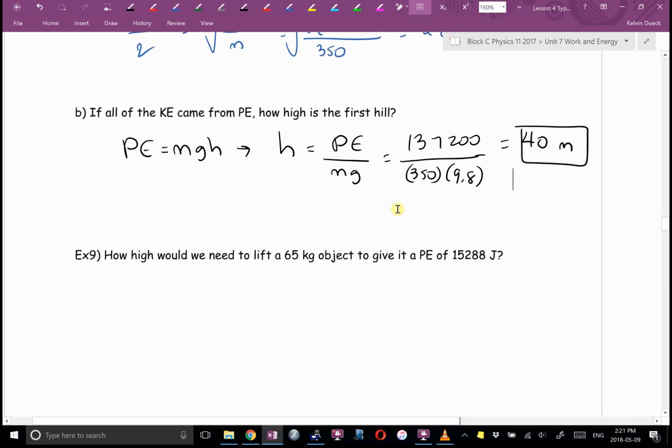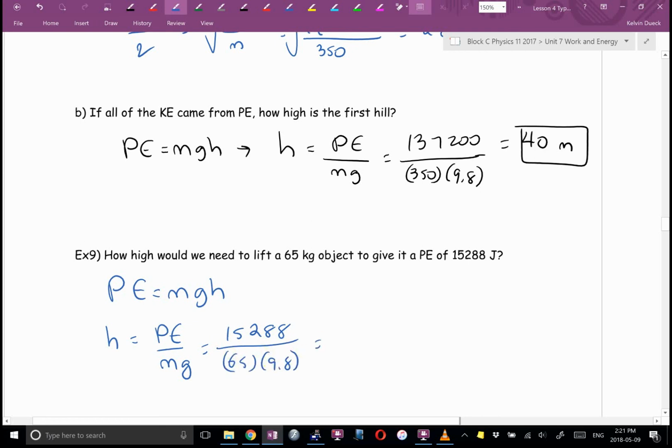How high would we need to lift a 65 kilogram object to give it a potential energy of 15,288? This is the same question we just did. We would start out by saying, well, potential energy is mgh. Tristan, how would I get the h by itself? More specific. Divided by what? So you can see it's the same as part B. Different numbers is all. So it's going to be 15,288 divided by 65 times 9.8.